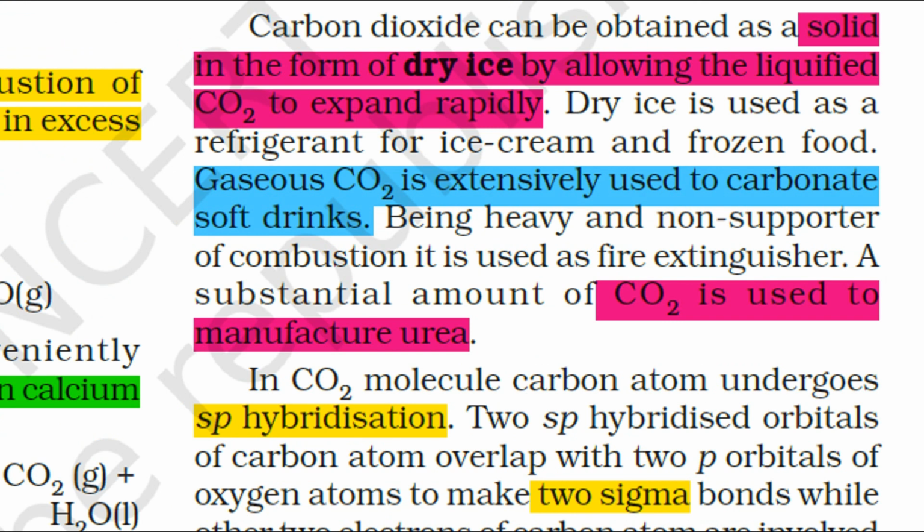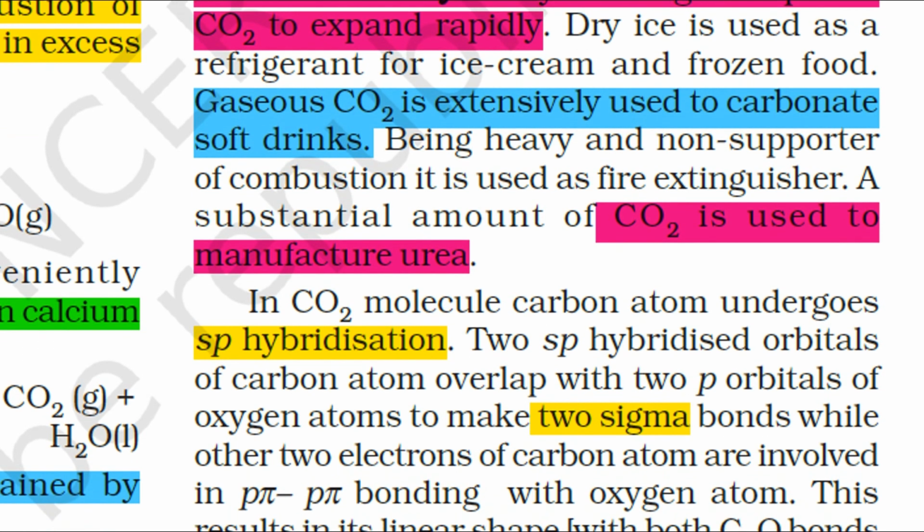Next, carbon dioxide can be obtained as a solid in the form of dry ice by allowing liquefied carbon dioxide to expand rapidly. Dry ice is used as a refrigerant for ice cream and frozen food. Gaseous carbon dioxide is extensively used to carbonate soft drinks. Being heavy and a non-supporter of combustion, it is used as a fire extinguisher. A substantial amount of carbon dioxide is used to manufacture urea.